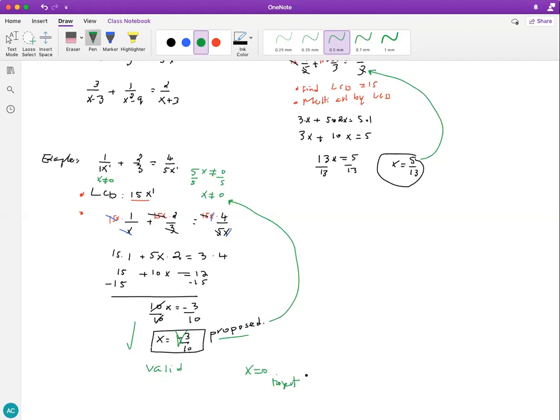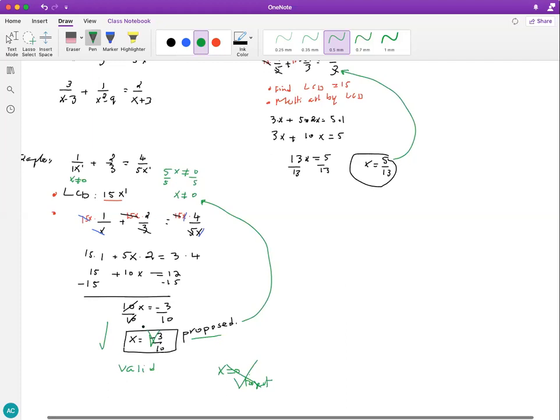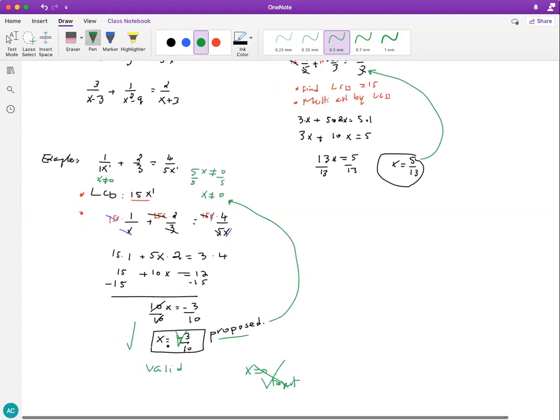It's a valid solution. And if it's not valid, if it's one of these undefined values, then you reject it and you say no solution, even though there was no mistake made here. Okay, so let's put things back where they were. Let me clear this. So in this case, our solution is fine. There's nothing wrong with it.